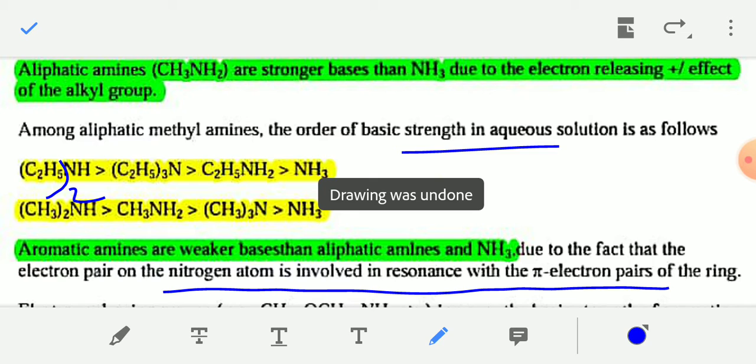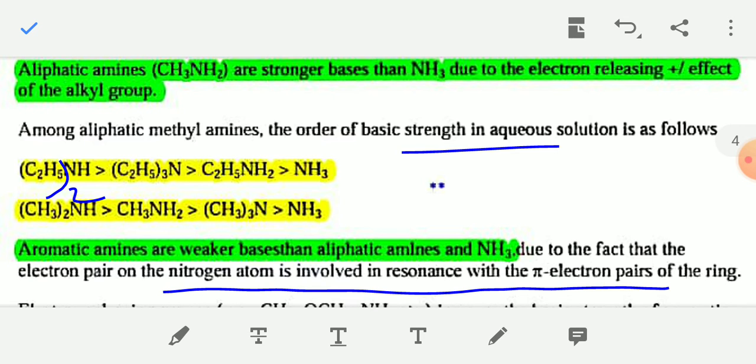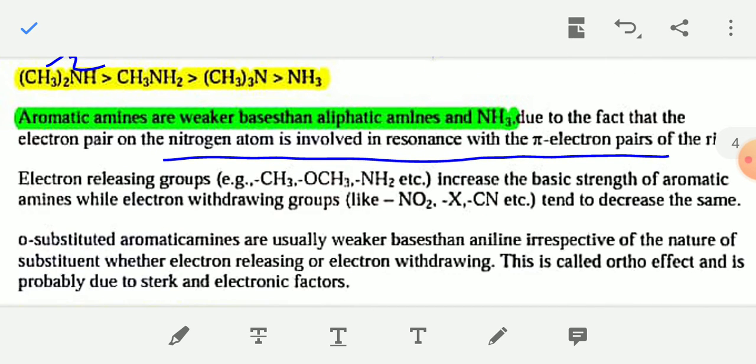But in a gaseous state, the order of basic strength is always tertiary amine has the highest basicity or basic character in gaseous medium. Tertiary amine greater than secondary amine greater than 1 degree, or primary, amine. And aromatic amines are weaker bases than aliphatic amines.